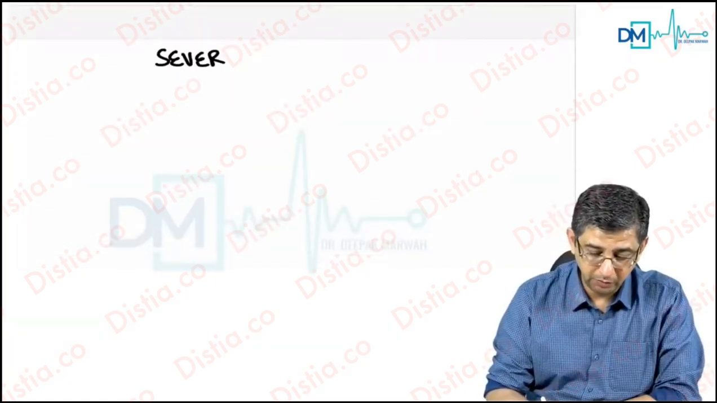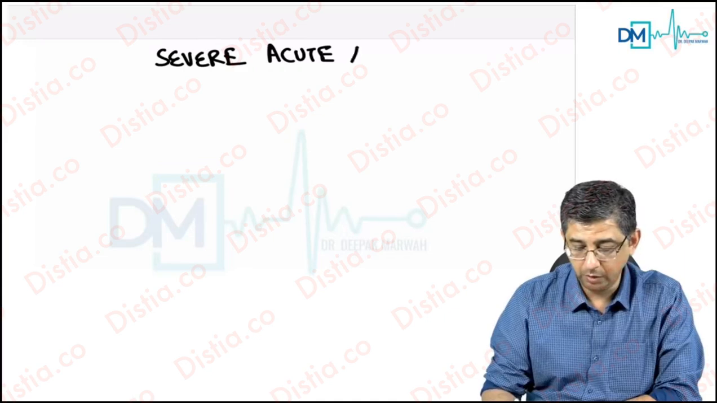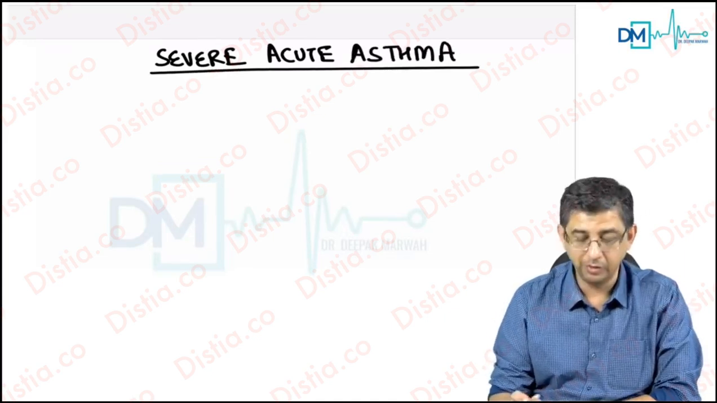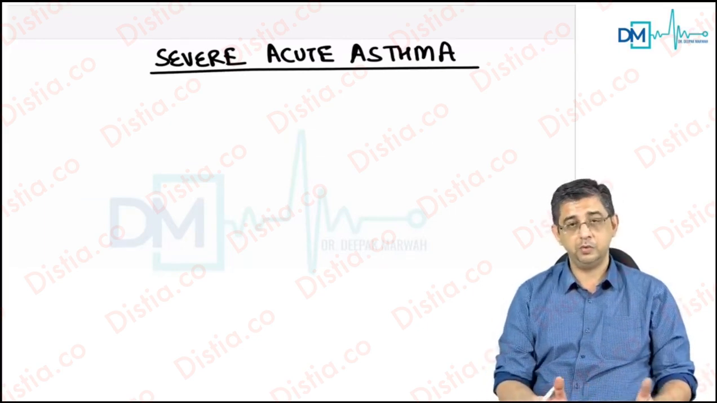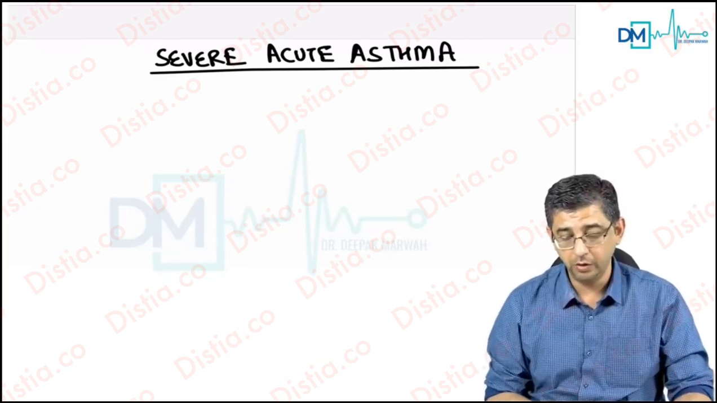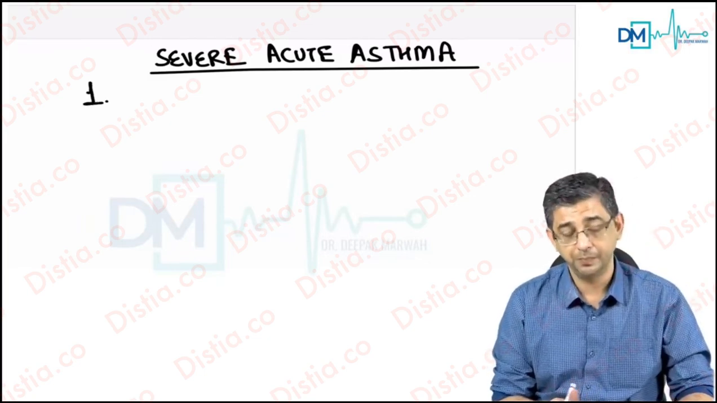So let us now discuss a patient who has come into the casualty with severe acute asthma. I've told you that the cutoff for severe acute asthma, FEV1, should be less than 40%. But that is only a theoretical discussion, because a person might be so sick that he may not be able to blow into the mouthpiece of a spirometer. He may not be able to follow your commands. So clinically, how will I know that the person is having severe acute asthma?